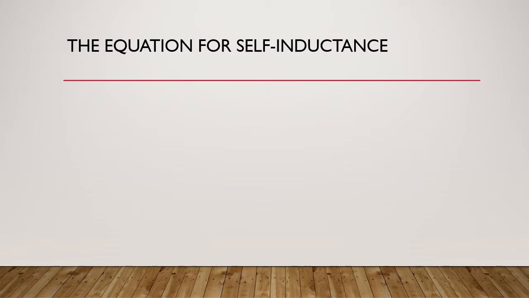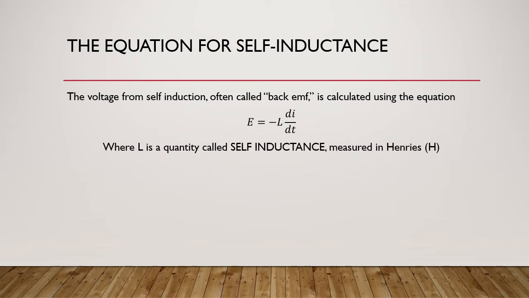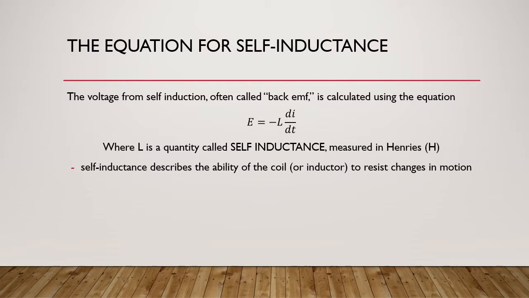There's an equation for self-inductance. The voltage from self-inductance, the voltage that's going to generate that current, sometimes called back EMF, can be calculated using this equation. E, and that's the curly E when I write on the board, equals negative L di/dt. So, L is a quantity called self-inductance. It's measured in henries, H. And all that really does is describe the ability of the coil to resist changes in current.